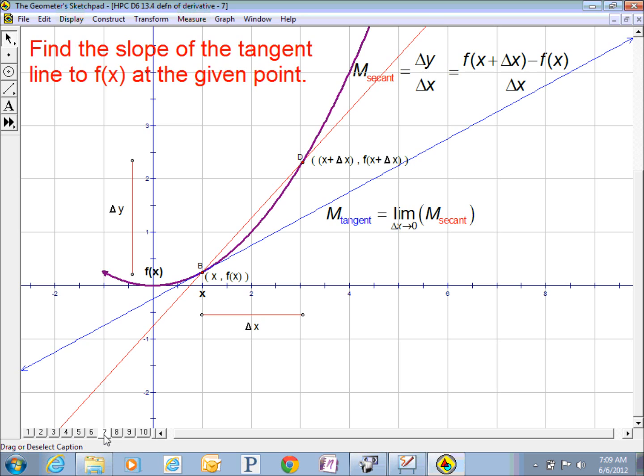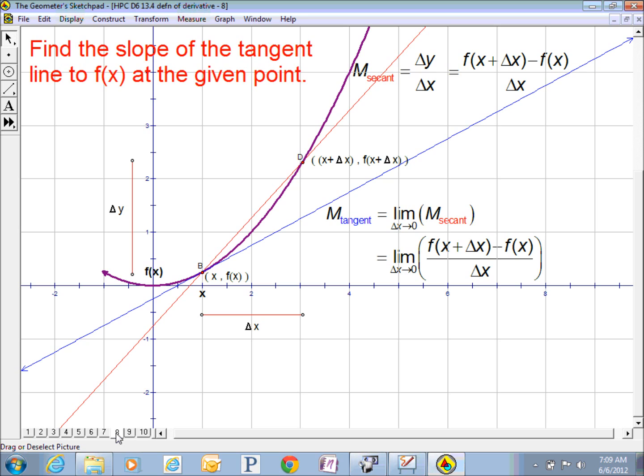Well, in order to find the slope of the tangent line, we're going to take the limit as change in x approaches 0 of the slope of the secant line. So what will that look like? Limit as change in x approaches 0 of this definition of the slope of that secant line up there. And there's some crazy stuff going on here. It looks like gibberish, but eventually we're going to find the definition of what a derivative is.